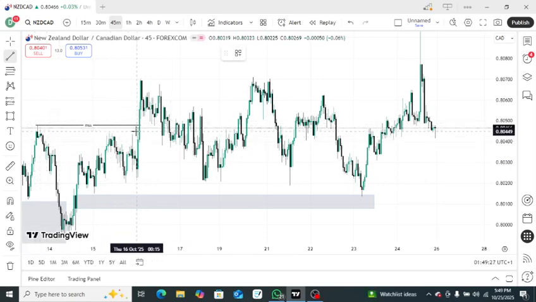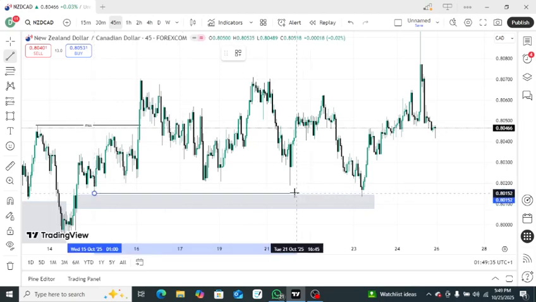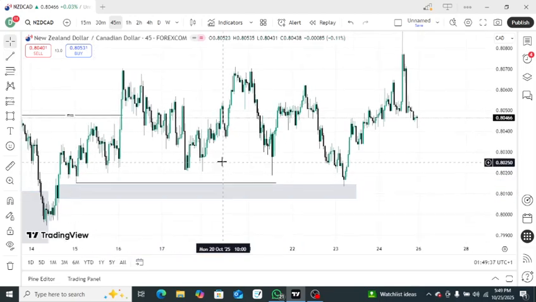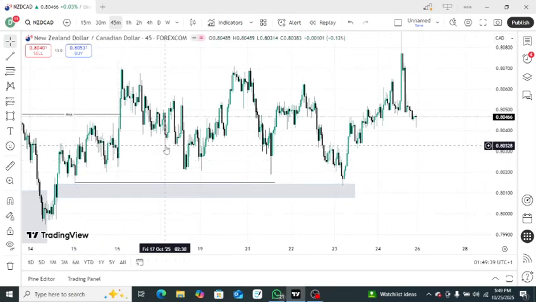Now after price broke this structure, there was no proper inducement for me here. And this low was one that was near the point of interest. So I dragged this out like this. Are you seeing it here? And this point of interest was mitigated during Asian session. So this has become my inducement.